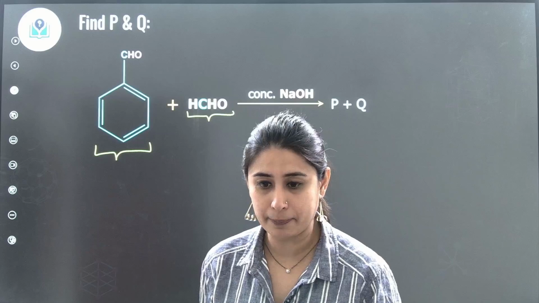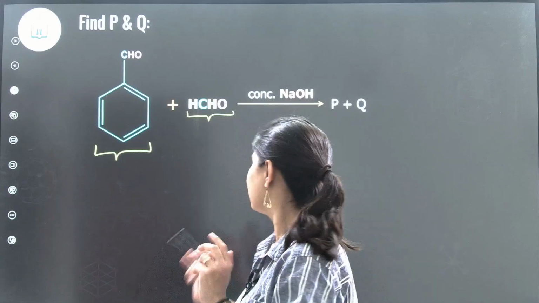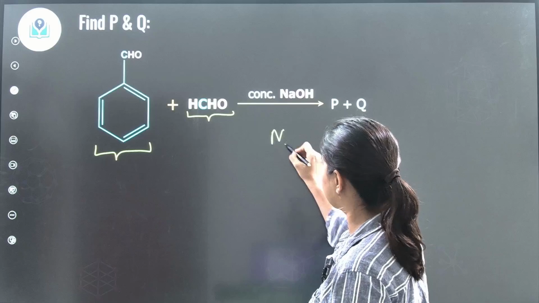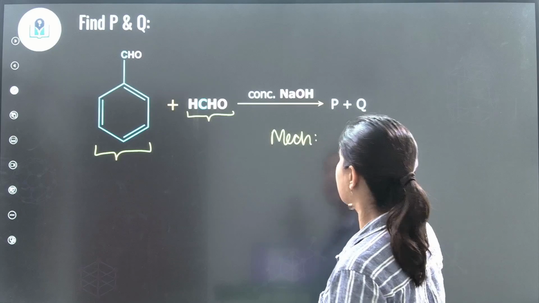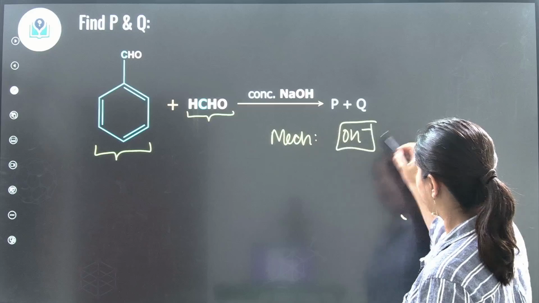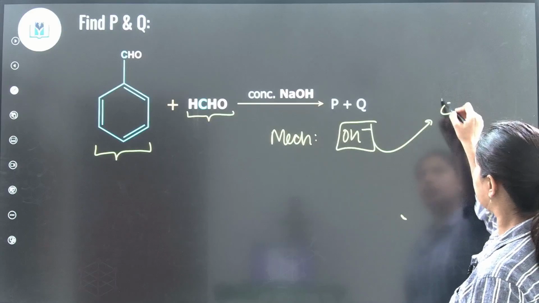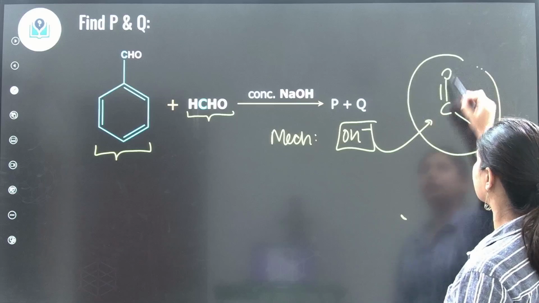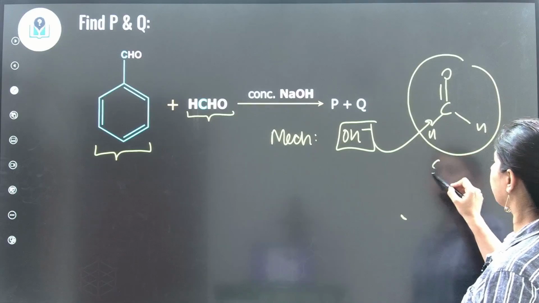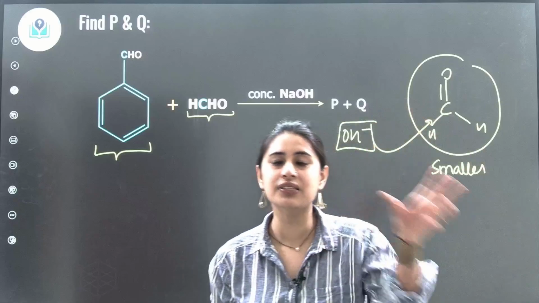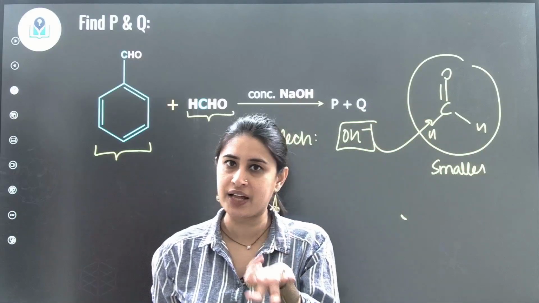But why? Can we figure that out? The logic lies in the mechanism. If you see the mechanism, what was the first step? The first step was OH minus getting added to the carbonyl group, right? Do we know that the smaller the group, the less steric hindrance for the nucleophile to come and get attached?